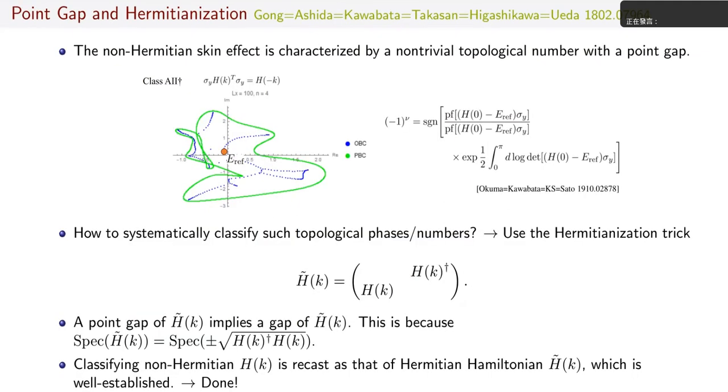Okay, this is a remark. If there's a point gap with respect to reference energy 0, then this Hermitian Hamiltonian also has a finite energy gap with respect to energy 0, because the eigenvalue of this H tilde is the same as the singular value of H. And as I said, the classification of the non-Hermitian Hamiltonian is just that of the Hermitian H tilde, so in this sense, the classification problem is already solved.